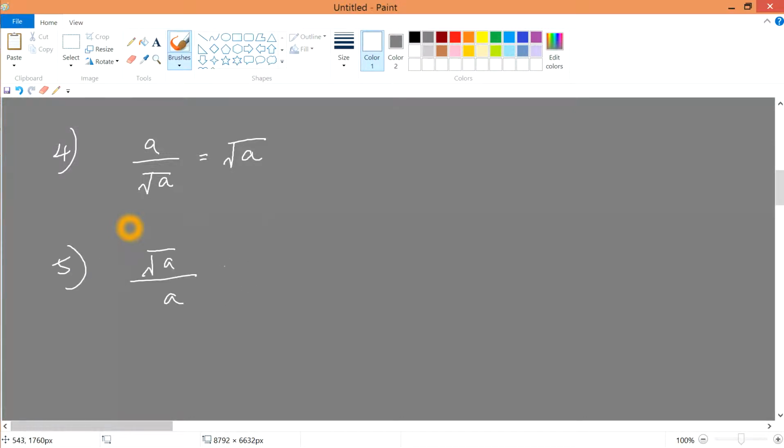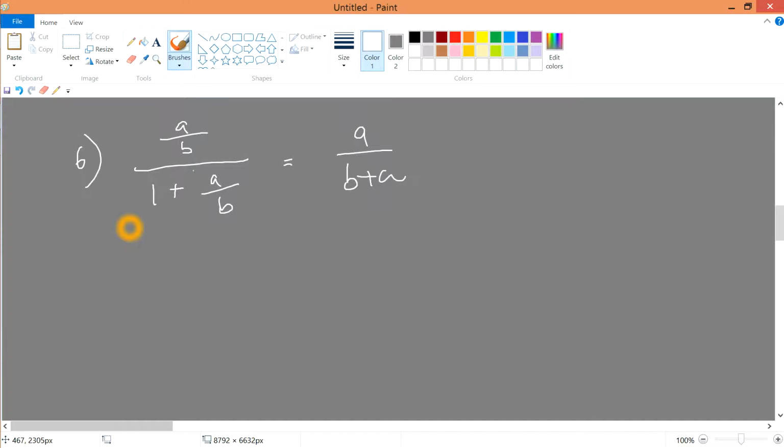Alright, what about square root a over a? You have 1 over square root a. Okay, that's something different. If you want to know why, you just go and check it out. Alright, you use the method that I just used, you should get something like that. I'm not going to do it because it's yours to practice.